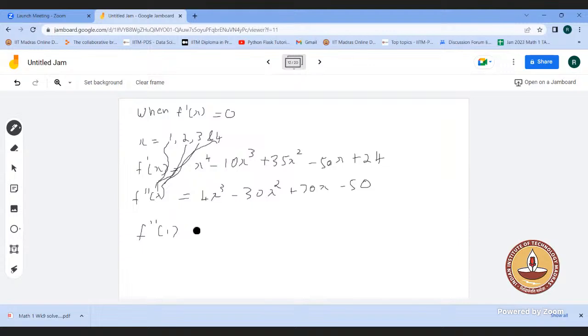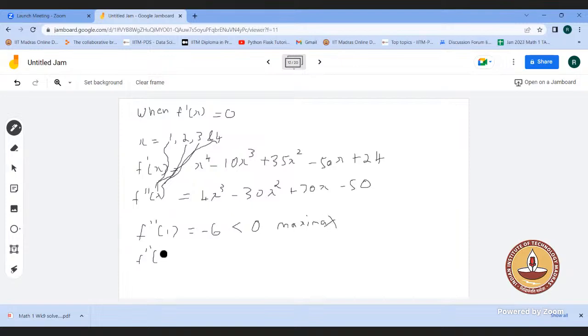Minus 7. Minus 6, right? Yes, sir. Actually, sir, the answer is minus 6. So minus 6 is less than 0, right? Yes. So this will be maxima, right? Yes, sir. So we won't consider this one.